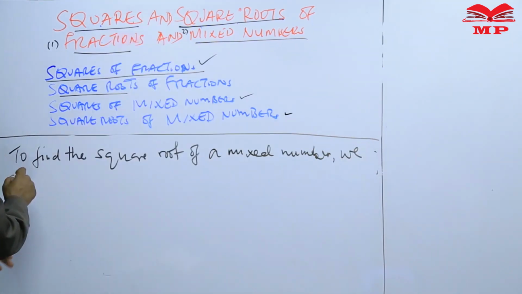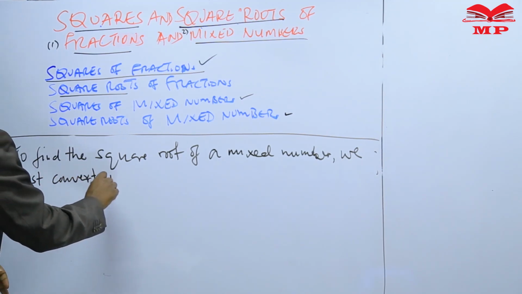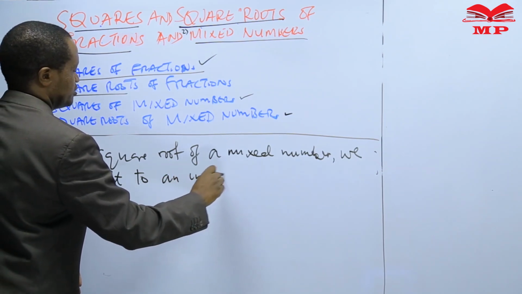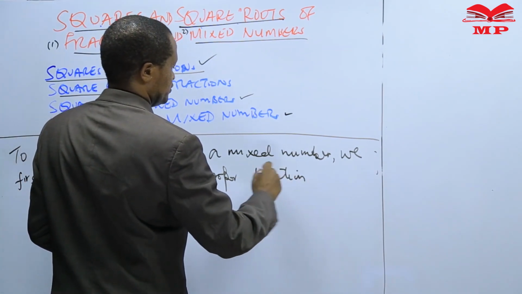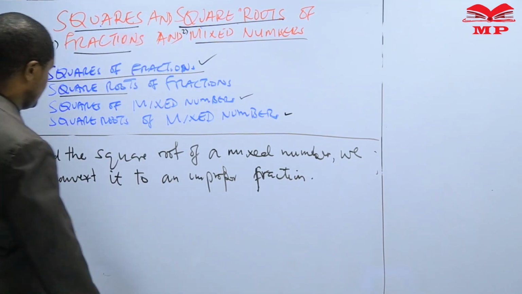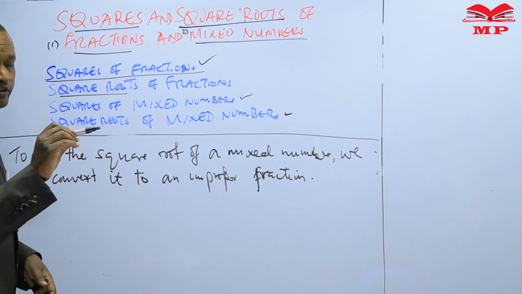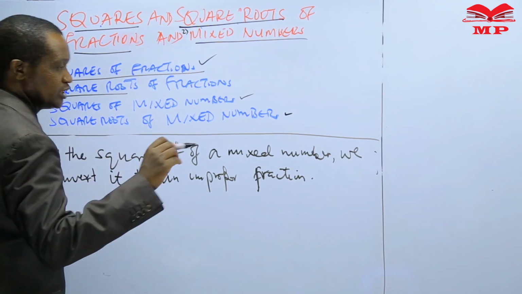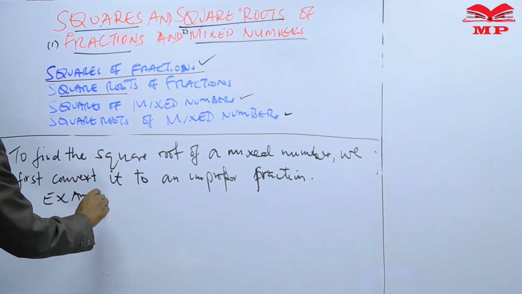we first convert it to an improper fraction. Just like when we are doing the square of a fraction or a mixed number, we first converted it to an improper fraction. Let's take an example.